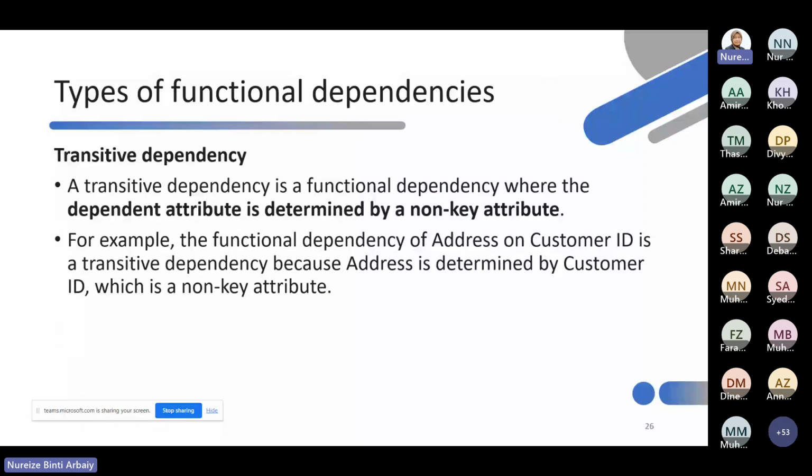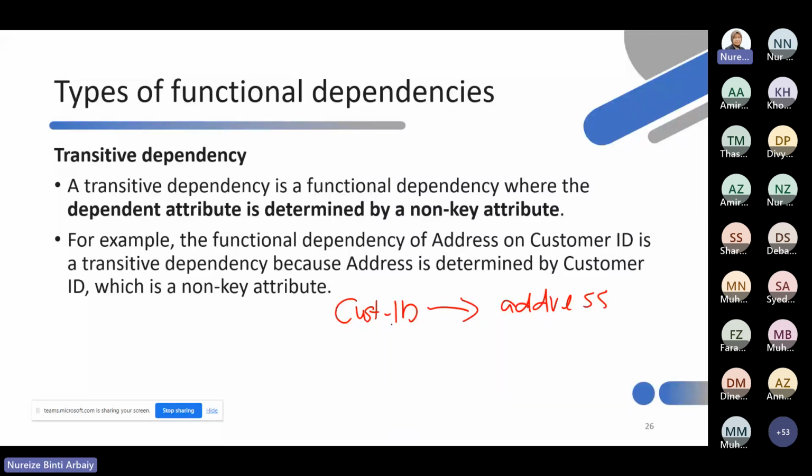Transitive dependency is a functional dependency where the dependent attribute is determined by a non-key attribute. The first one, partial, the dependent attribute is determined by a key, usually a primary key. But this one is determined by a non-key attribute. For example, the functional dependency of address on customer ID is a transitive dependency because address is determined by customer ID, which is a non-key attribute. Customer ID determines the address. Okay, I understand that.